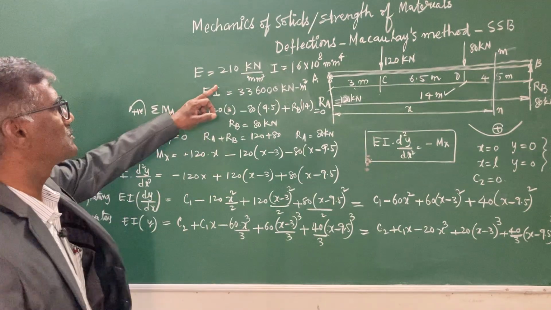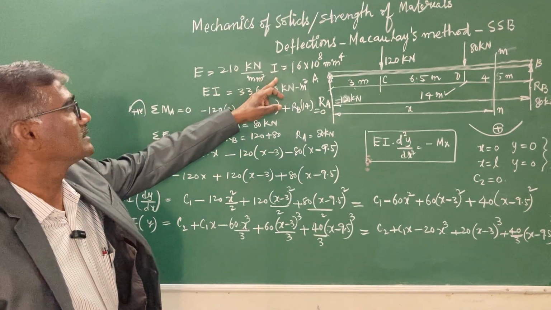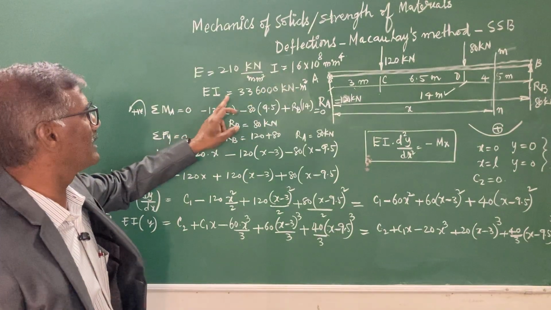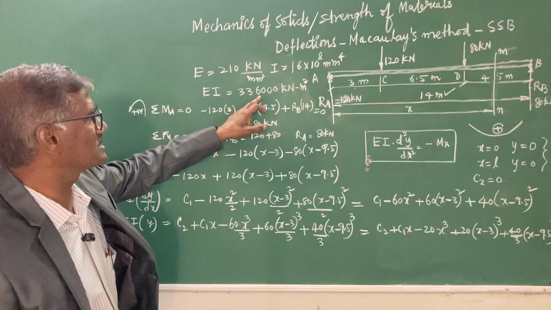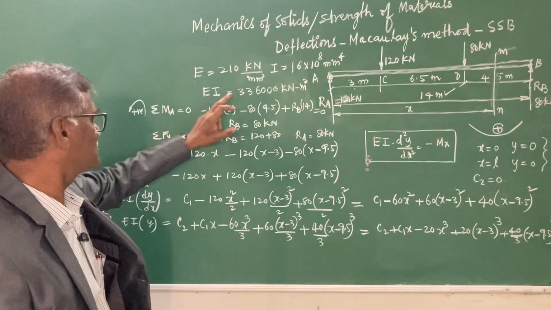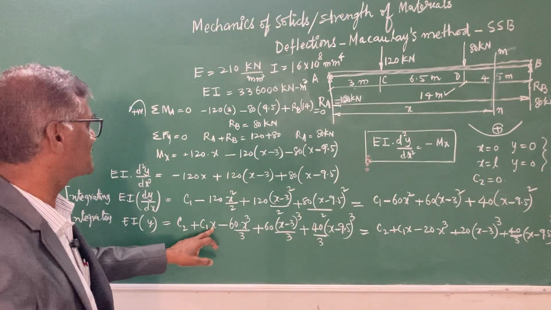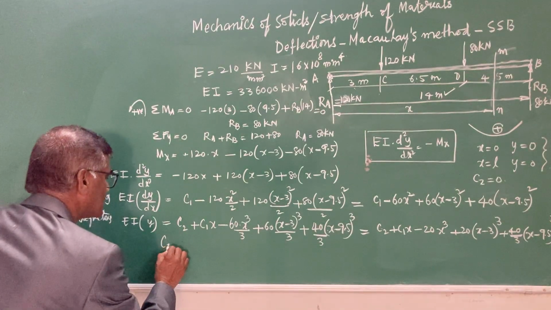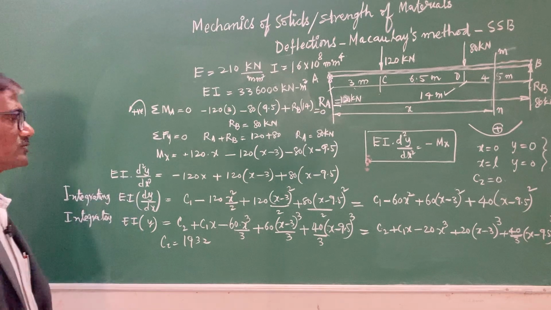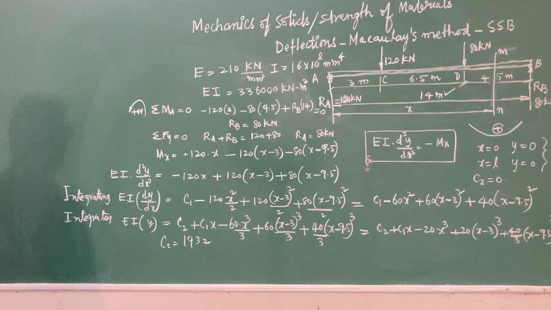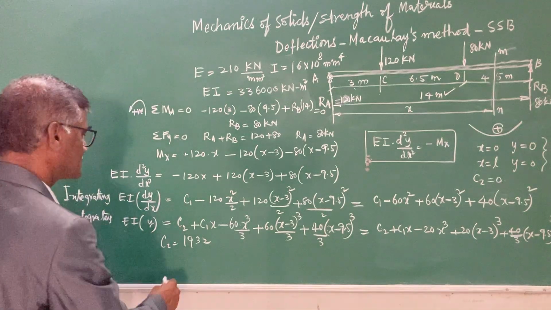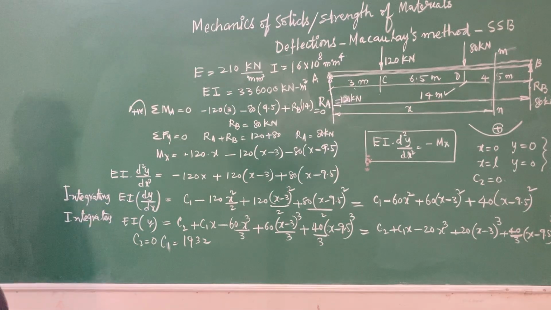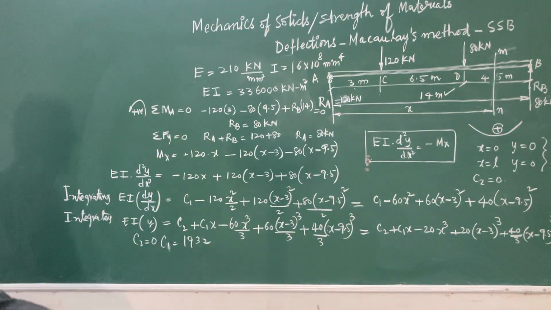Here Young's modulus is given as 210 kilonewtons per mm square, and the moment of inertia is given as 16 into 10 to the power 8 mm to the power 4. So you can calculate the EI value, that is 3,36,000 kilonewton meter square. If you substitute this and x equals 14 meters, you are going to get the C1 value as 1932. So C1 value is 1932, and C2 is 0. By substituting x equals 0, you got C2 as 0.